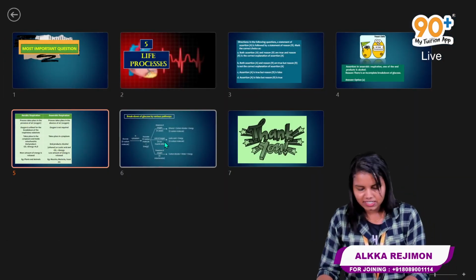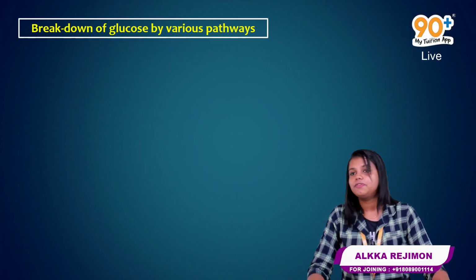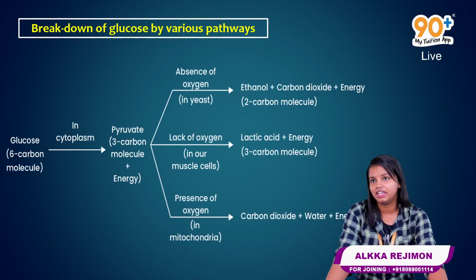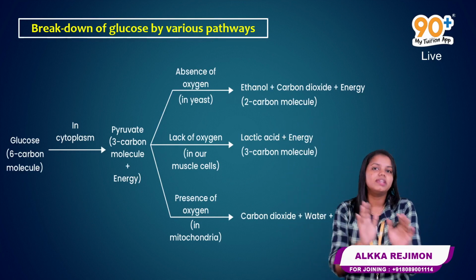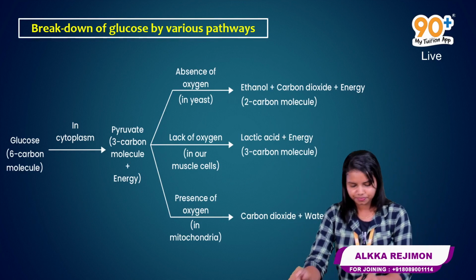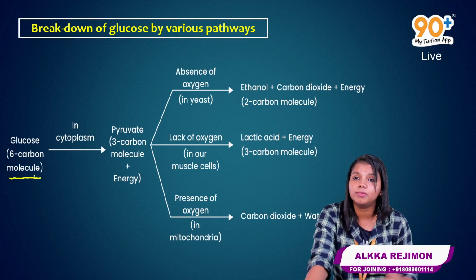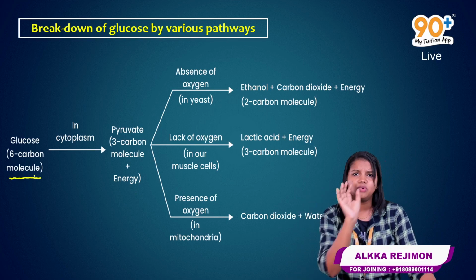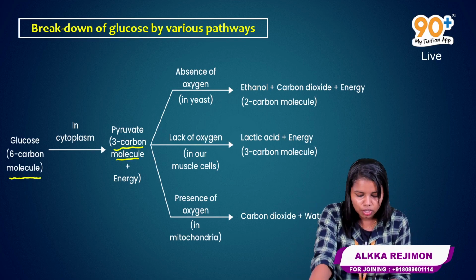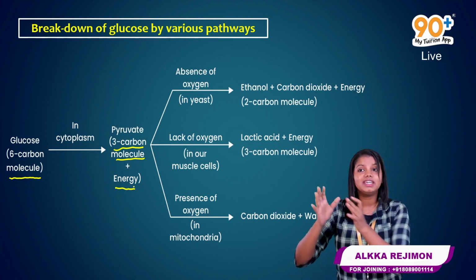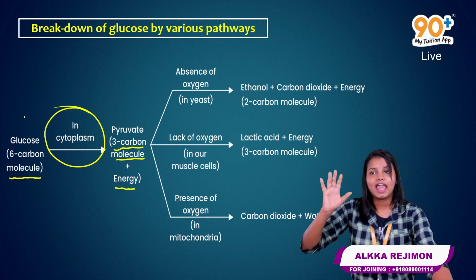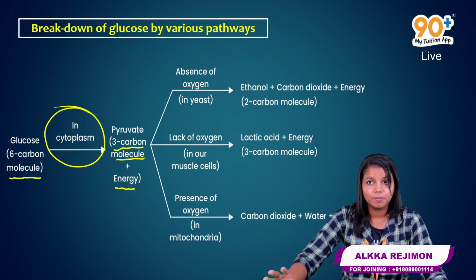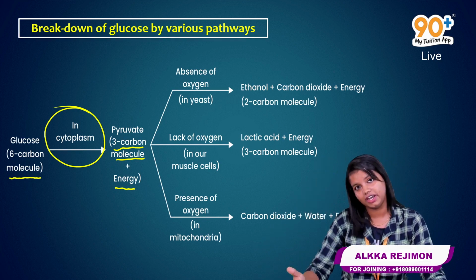Since the content is clear now, let's see the easy flowchart to put it in your mind. Here it is: how the breakdown of glucose takes place through various pathways. Glucose is a 6-carbon molecule which breaks down into a 3-carbon molecule plus energy inside the cytoplasm of the cell. And this breaking down can take place in aerobic or anaerobic conditions.